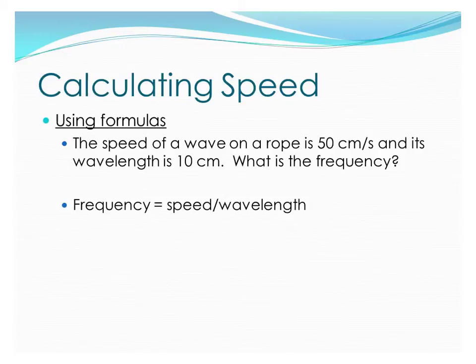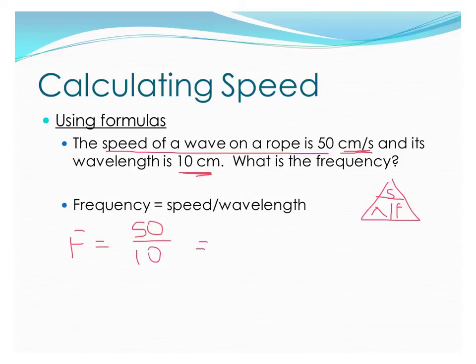So let's practice using this formula. The speed of a wave on a rope is 50 centimeters per second, and its wavelength is 10 centimeters. We want to know the frequency. So we know from the triangle that frequency is speed divided by wavelength. The speed is 50, and the wavelength is 10. You don't need a calculator for that. 50 divided by 10 is 5, and we're going to use the unit hertz, which again is Hz.